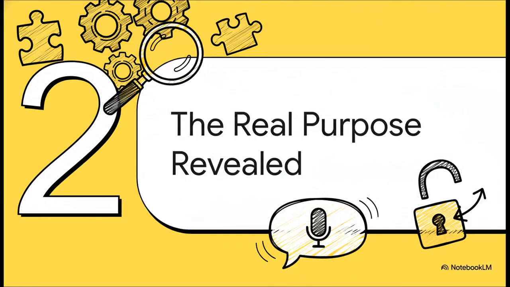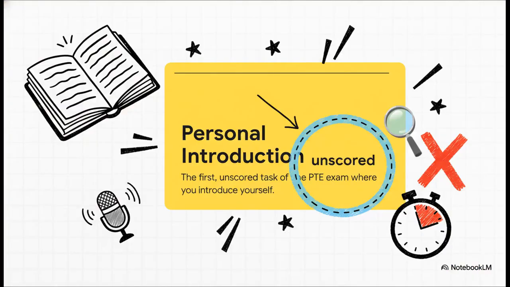So you're probably asking, if it's not for points, what is it even for? I mean, why does Pearson even make you do it? Well, it actually has a very simple, very practical purpose that has nothing to do with judging your English ability at all. So here it is, the official definition. It's the first task and you introduce yourself. But the most important word on this slide, the one I want you to really remember, is that one right in the middle, unscored. This is not a test. It's more like a sound check.